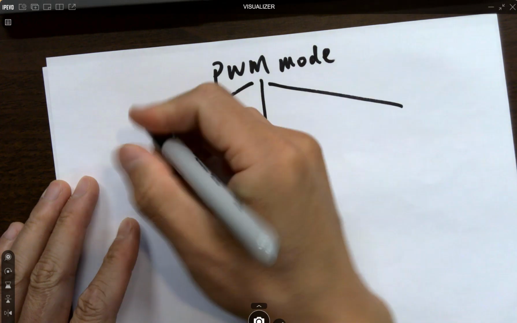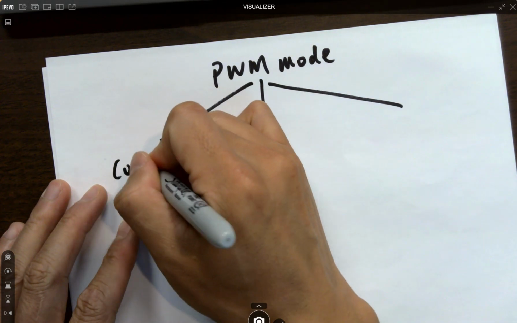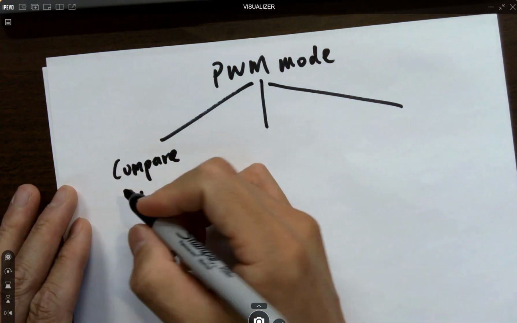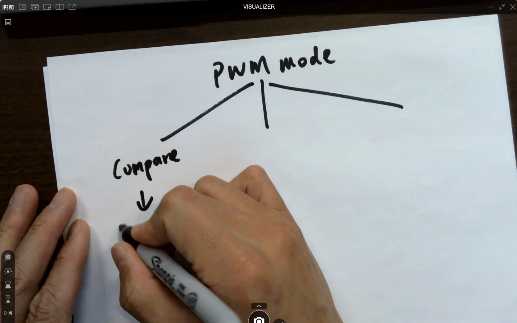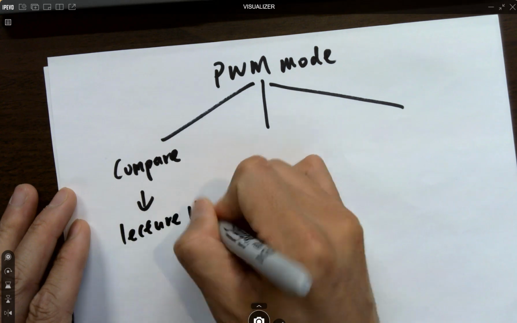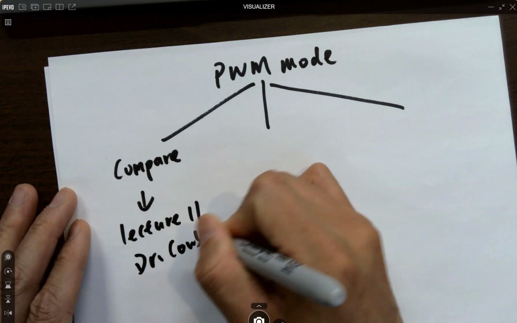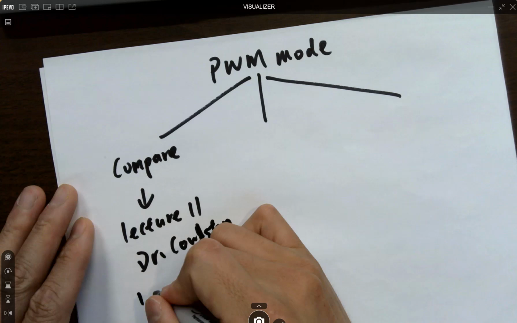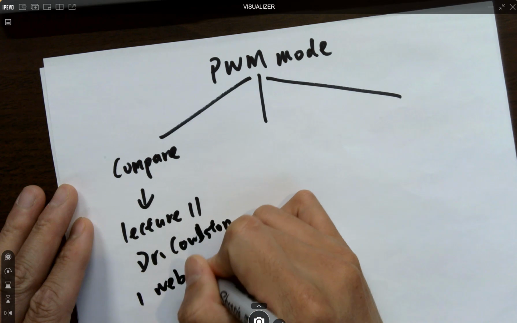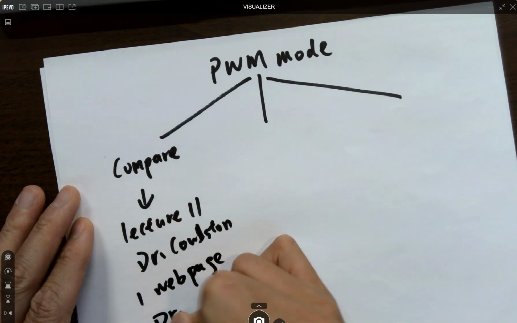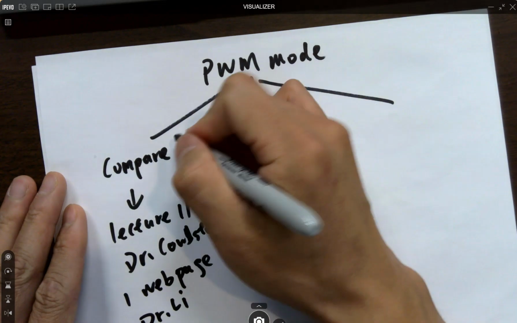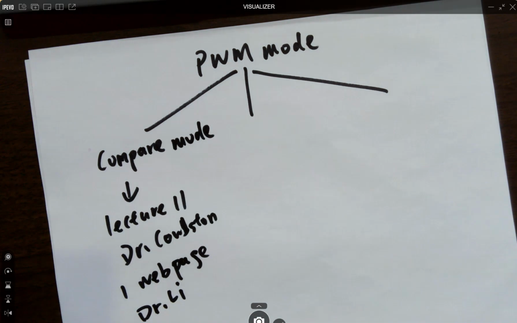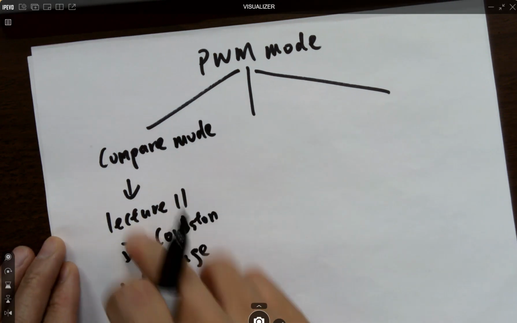Three different modes. The first one is called compare. I think it's on the website. We have a lecture and a very short tutorial on it, lecture 11 on Dr. Costin's website. I also have a web page on my website, it's compare mode. We don't have a lab or even an assignment on it, so be careful. But you still have to understand what's going on.